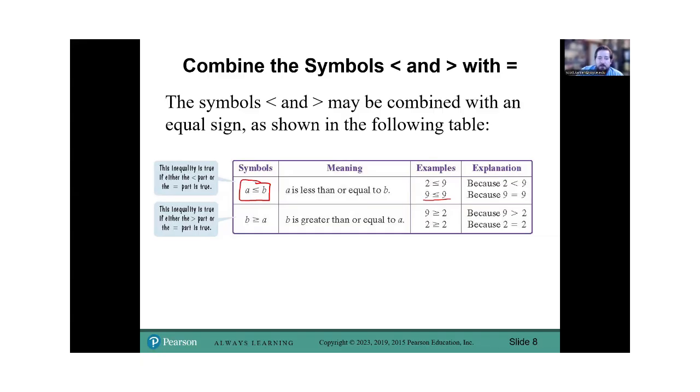This next one down here, B is greater than or equal to A, means that B could be greater than A, as is the case here. 9 is greater than 2, so that is true. But the next one down, 2 is equal to 2, and therefore that is true as well. Both 9 and 2 are greater than or equal to 2.